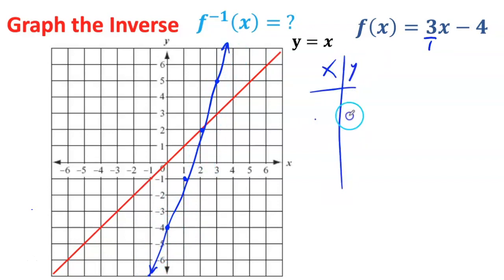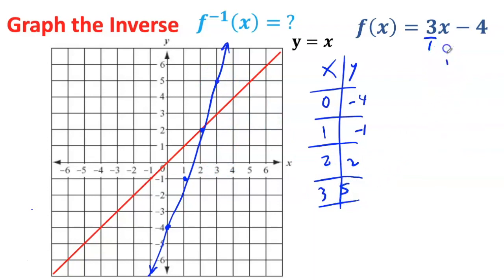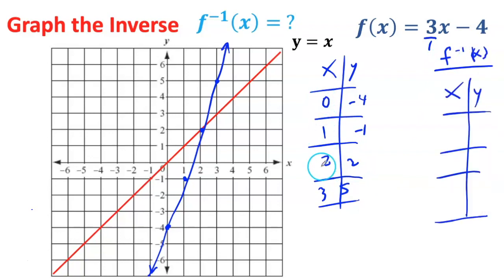Let's create a table of values for my inverse. I just flip the values and graph my inverse. The points are 0, -4; 1, -1; 2, 2; and 3, 5. For my inverse, flip the values. What's x becomes y: 0, 1, 2, and 3. What's y becomes x: -4, -1, 2, and 5. Now this is my inverse.